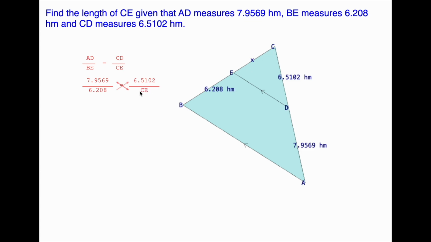I want to get the C to E alone and on top, so I'm going to switch it with the 7.9569. I have this double arrow here. So the CE is coming up here. The 7.9569 is going to come down here. Then to get the CE all alone here, the 6.208 is going to come across and multiply the 6.5102 like this. We multiply the top, divide by the bottom, and that gives us 5.0793 hectometers.